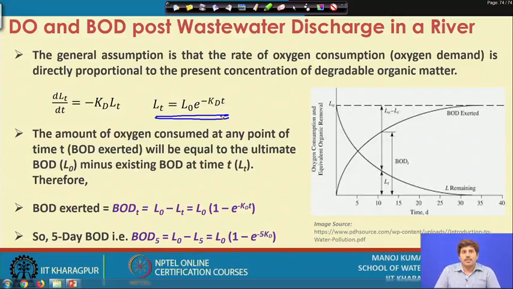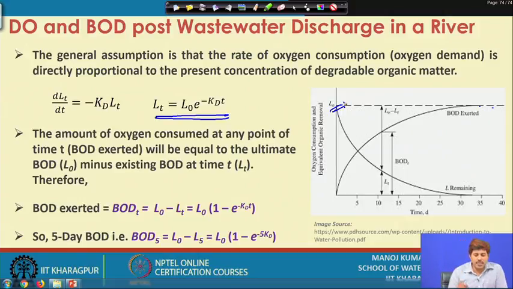Now, this Lt here is the amount of BOD remaining in the system, or the amount of organic matter remaining in the system. Considering the amount of BOD remaining at any given point of time and the amount of BOD exerted, where BOD exerted is basically the oxygen consumed at any point of time, the sum of those two has to be equal to the initial BOD, because that accounts for the amount which has been consumed and how much oxygen is still being demanded. So, that way we can get this.